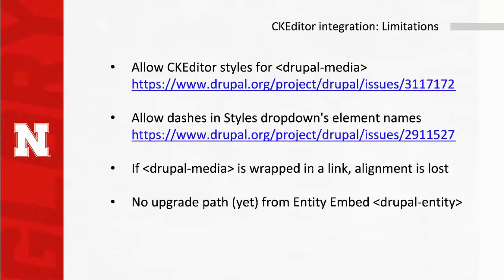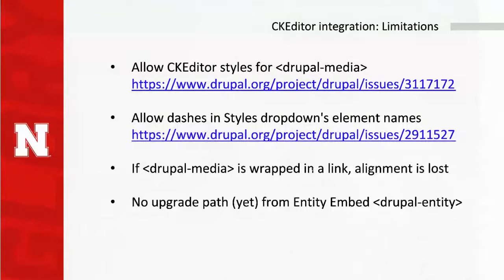Something weird happens if you wrap an embedded media in a link. The alignment gets lost. So let's say that you have an image which is floated to the right. That's great. You put it in the link, the alignment gets lost. So just be aware of that. I'm not sure that there's an issue open for that.